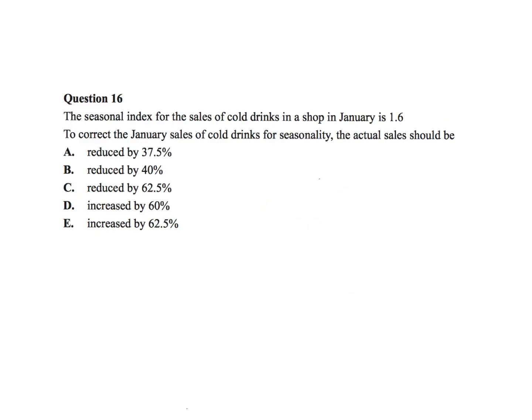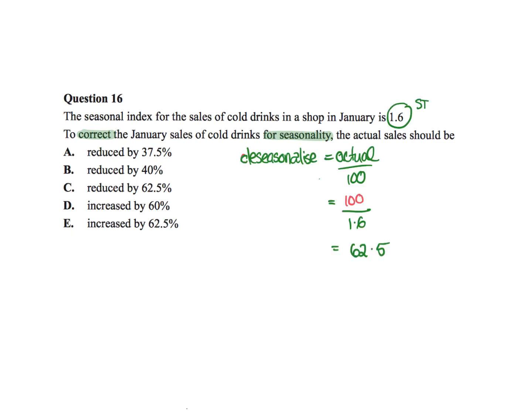So you can see they say correct for seasonality. So we know that means deseasonalize. Okay, so I've used my made up 100, and I've done that. And so now I've gone from 100 down to 62.5. So what's that? It's dropped by 37.5, hasn't it? Yeah? So it's reduced by 37.5.